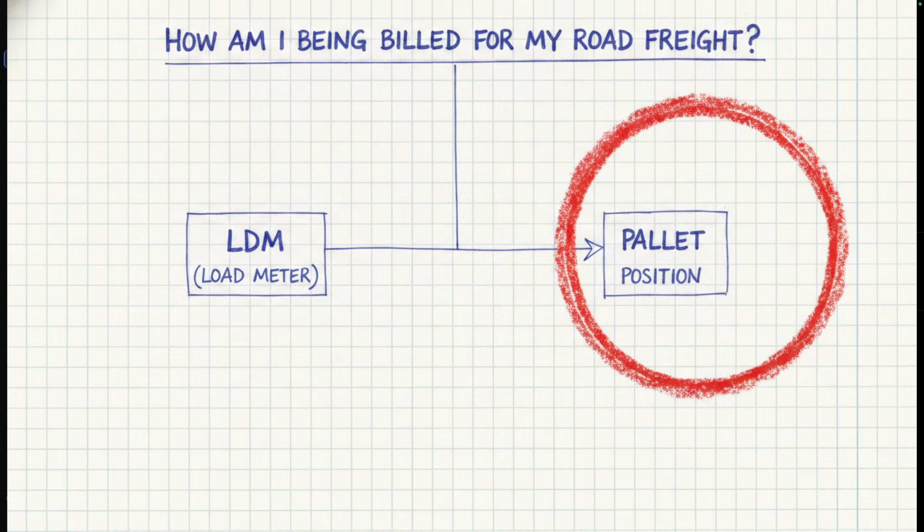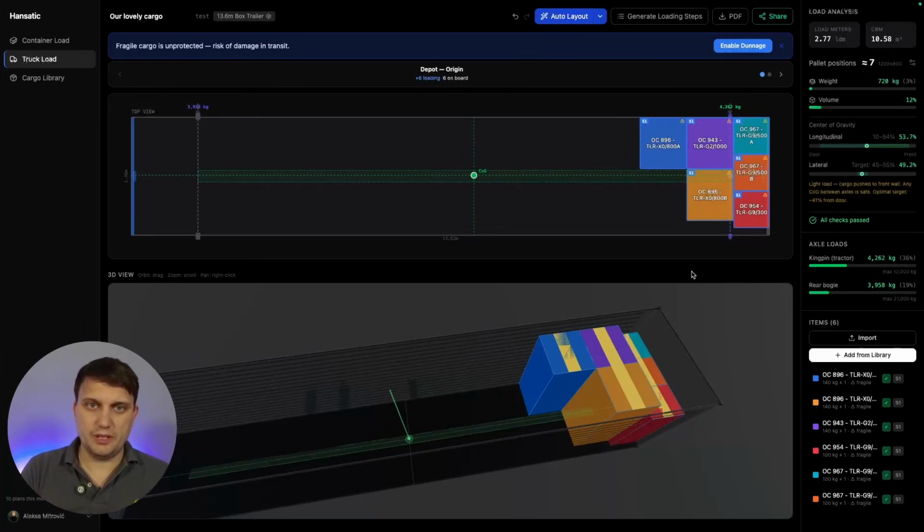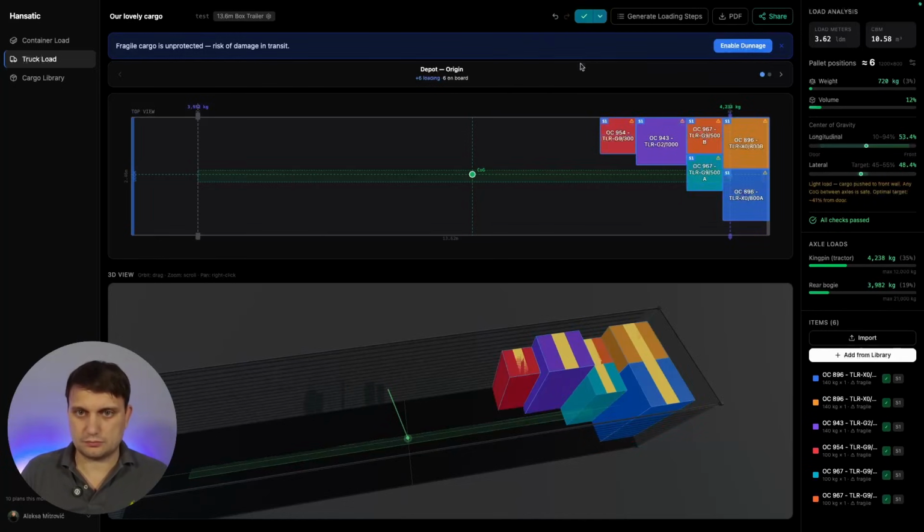So now, instead of trying to reduce the length we occupy, we will try to reduce the pallet positions, the slots we occupy with our cargo. And that means grouping differently, stacking differently if the cargo allows it. In this case, it doesn't. So we will see what happens now. Right now, with the LDM optimized approach, we have 7 pallets. Now let's optimize for the pallets.